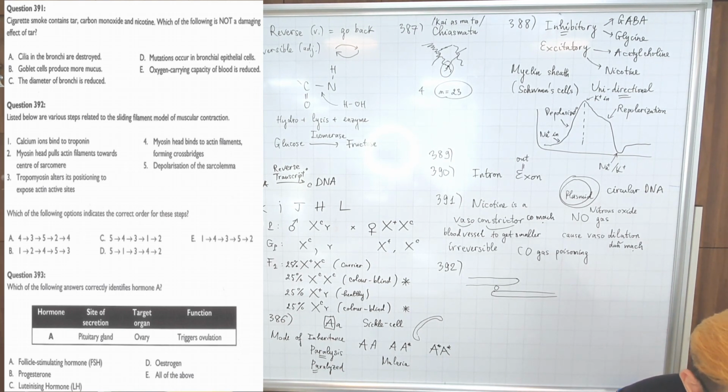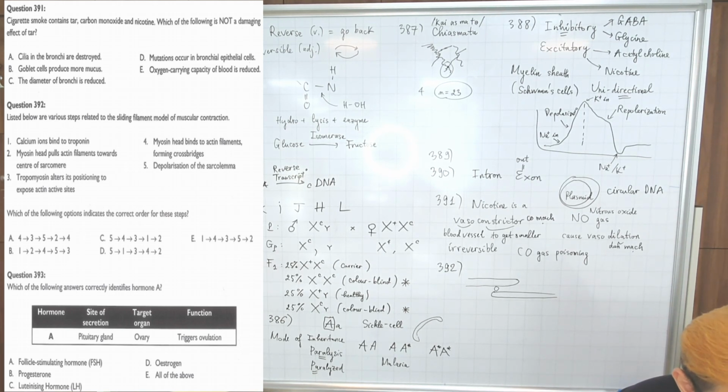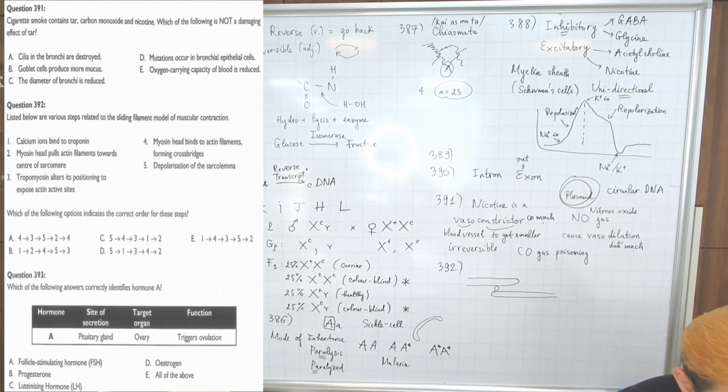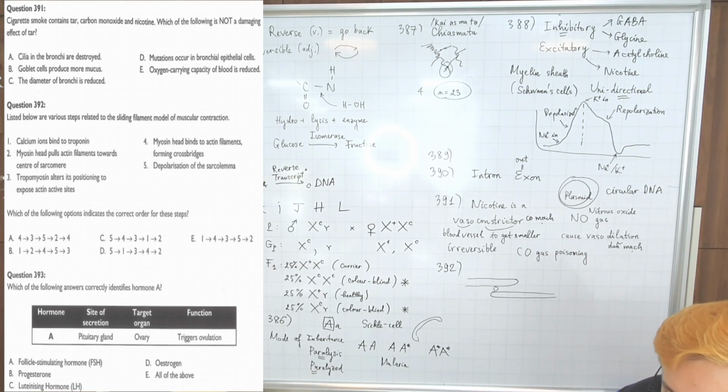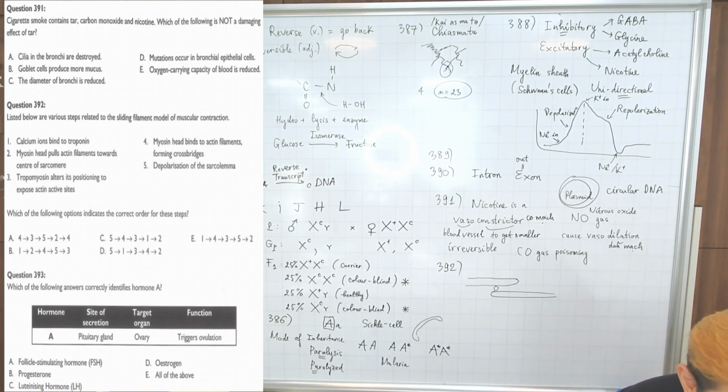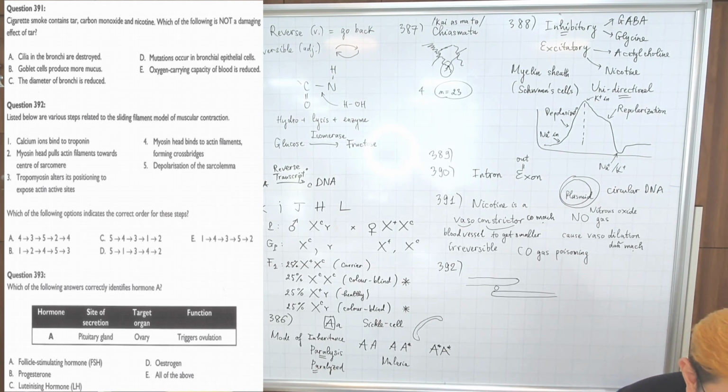Number 3. Tropomyosin alters its positioning to expose actin active sites. Cái tropomyosin nó thay đổi cái vị trí của nó để mà nó mở ra, nó phơi bày ra cái active sites, tức là cái vùng mà chủ động của actin đó. Number 4. Myosin heads bind to actin filament forming cross bridges. Những cái đầu myosin á, nó đính vào với những cái sợi actin tạo thành những cái cầu nối cross bridges.